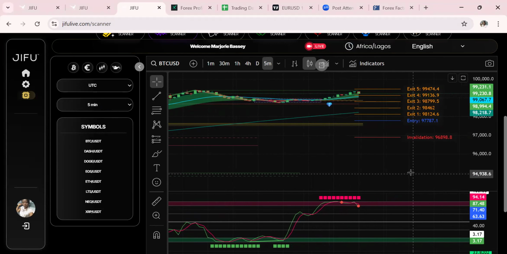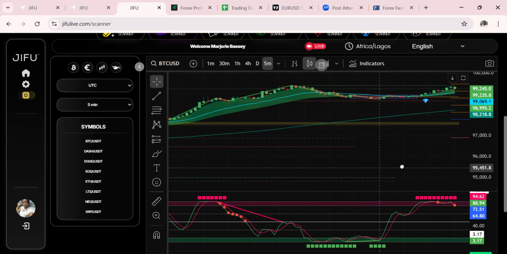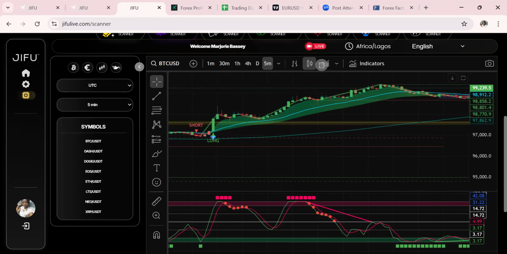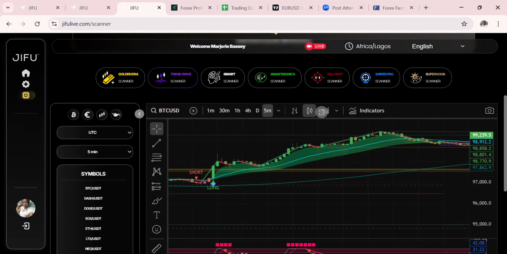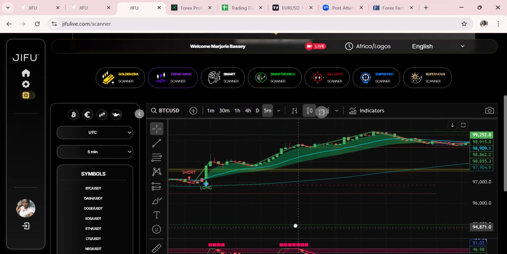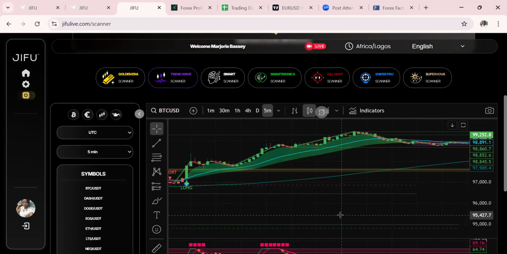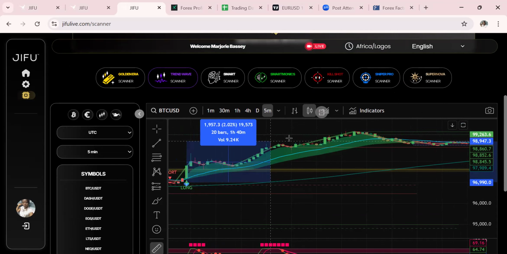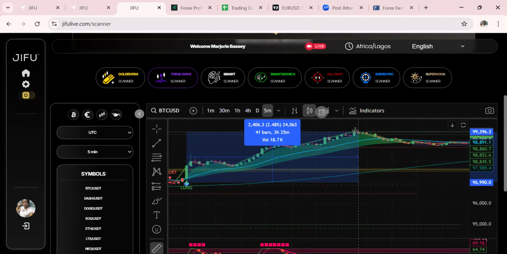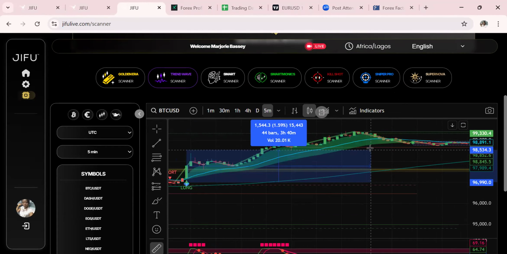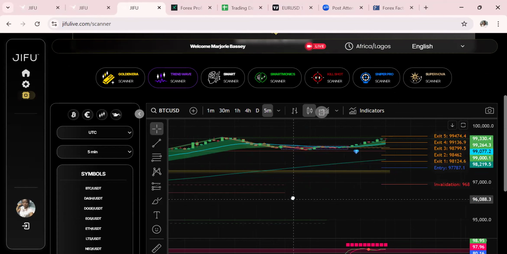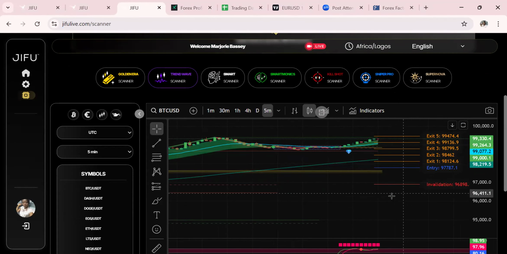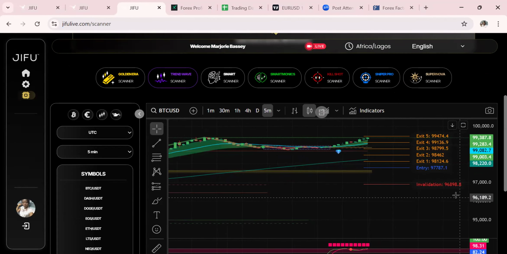Okay, now BTC bought and gave. Oh gosh, we can't make this thing up. You can't make this thing up. Just look at it. 2,400 pips, guys. This one hits all the exit points.